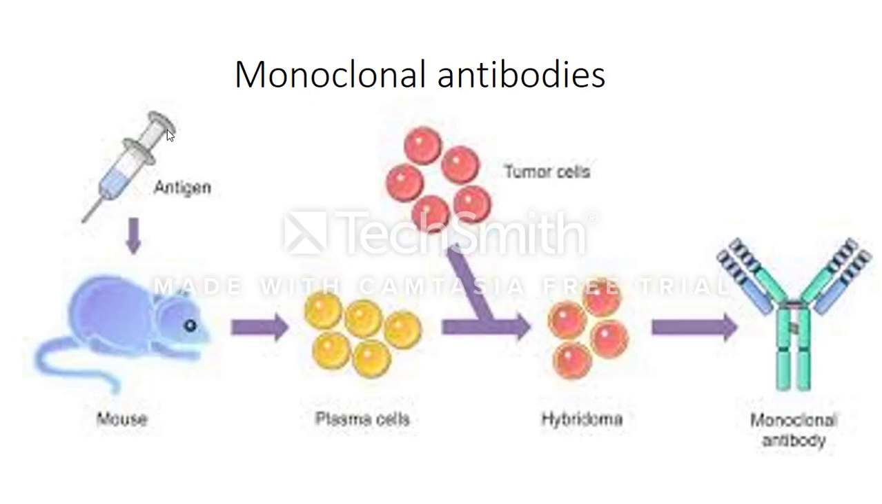What we do here is we inject an animal, usually a mouse, with an antigen, and this mouse may not survive with an antigen injected into it, so it will try to fight it off like any other animal would. And it will fight it off with antibodies. So this mouse begins to create antibodies for this antigen, and if we continue to inject antigens with the syringe, more and more antibodies will be created.